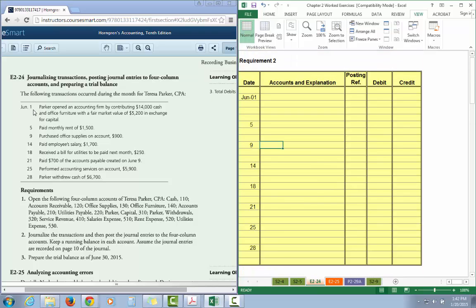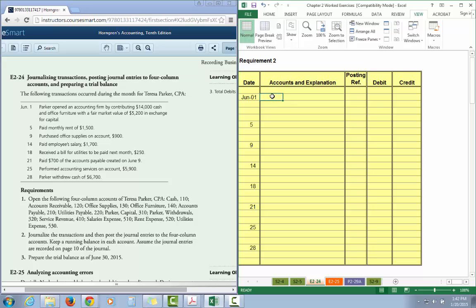So let's look, it says June 1st, Parker opened an accounting firm by contributing $14,000 cash and office furniture with a fair market value of $5,200 in exchange for capital. So not all the time are we just going to be putting cash into the business, okay? Sometimes we'll add in other items. Here it was furniture. These things are going to be coming in at their fair market value, okay?